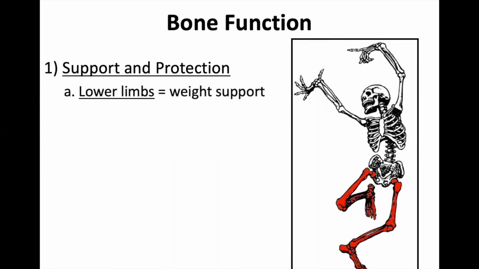So starting with weight support, we have your lower limbs. No, I did not say legs, lower limbs. You remember chapter 1, I told you that from your knee to your ankle, that is your leg. I'm talking about from your hips down to your toes, that is called your lower limb. Thigh, leg, ankle, foot, the whole thing is lower limb.